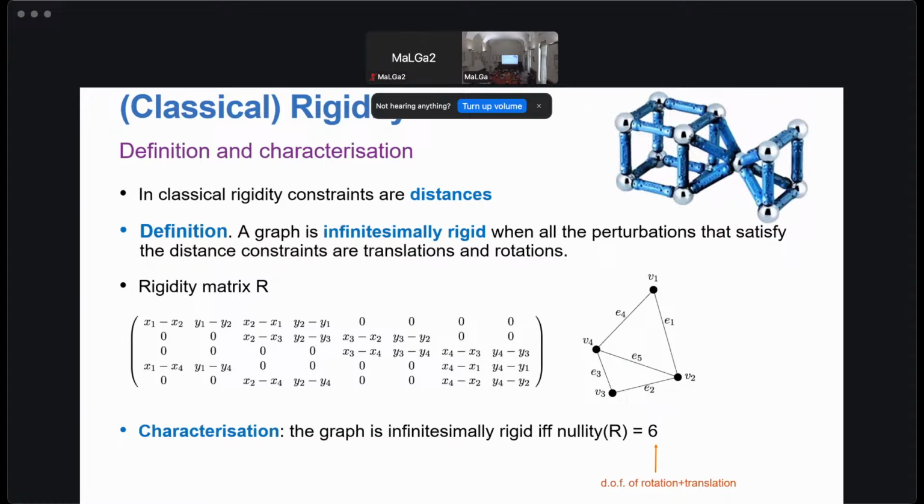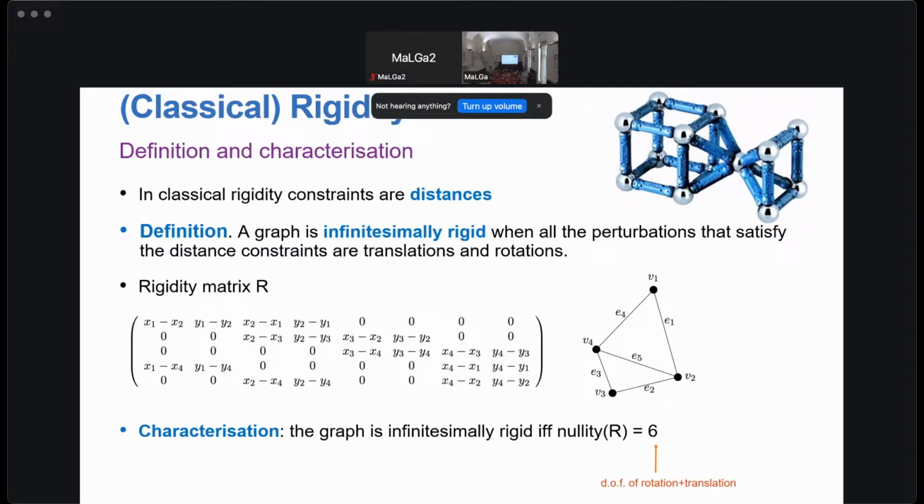So the oldest definition of rigidity is distance rigidity, or classical rigidity, in which the constraints between the nodes are distances. So they are functions of coordinates, of course. It's like a geomag. The bars are rigid, so the bars are not compressible, and so they fix a distance constraint between two nodes. The nodes are the balls, and the structure is rigid if you cannot push it and deform it. When you push it, it just translates or rotates, but does not deform.